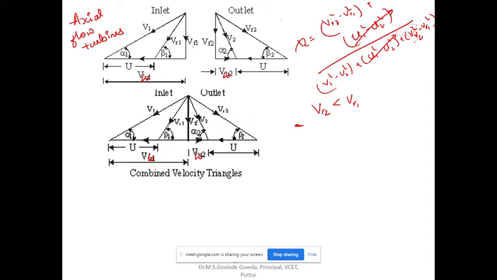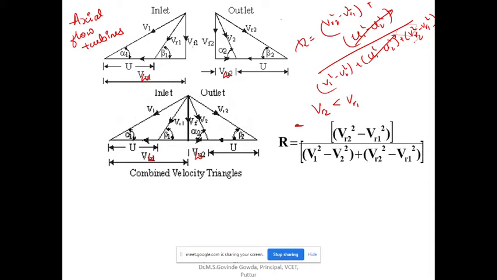These two diagrams I discussed in yesterday's class: the inlet and outlet velocity triangles. Below is the combined velocity triangle. Now in today's session I'll be discussing the velocity diagrams. This was also done yesterday, but due to the connectivity problem we lost it. So I will quickly go through the different velocity diagrams for different values of r.